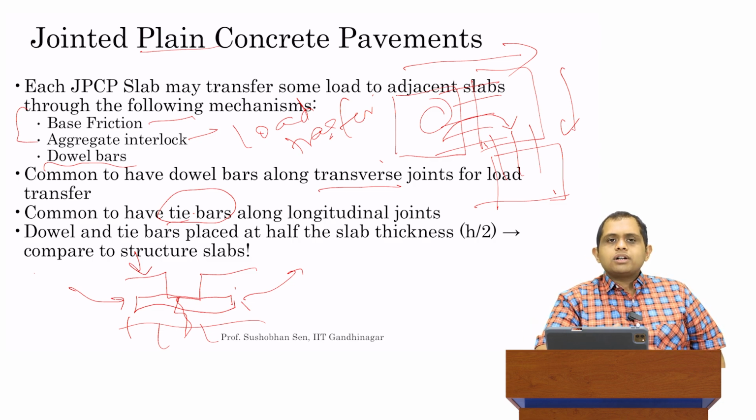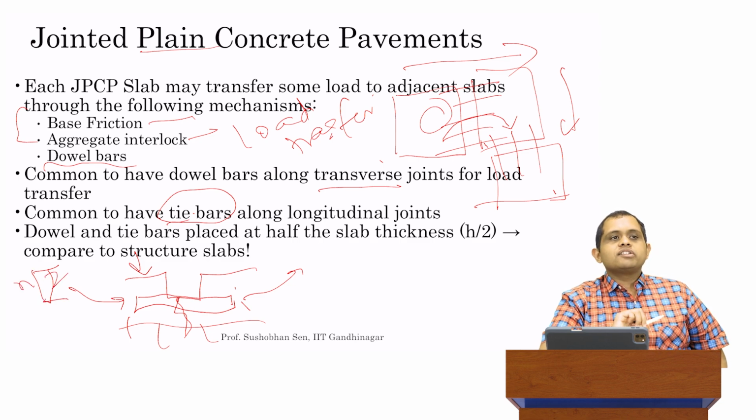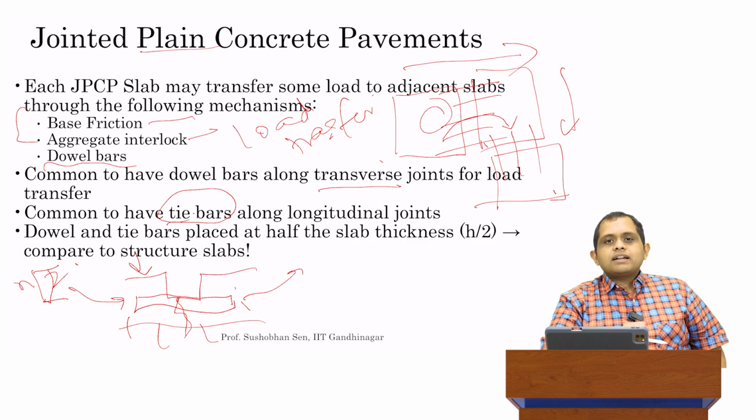Now, one last thing on dowel bars. I want you to notice in this figure where I place the dowel bar. The dowel bar is generally always placed at a depth of h/2. That is, it's placed exactly in the middle of the slab. For those of you who've taken a class in structural engineering in reinforced concrete design, this will come as a little bit of a surprise.